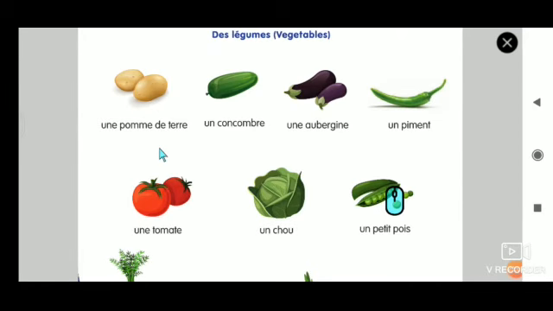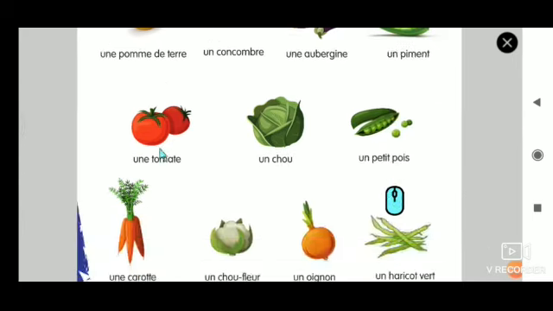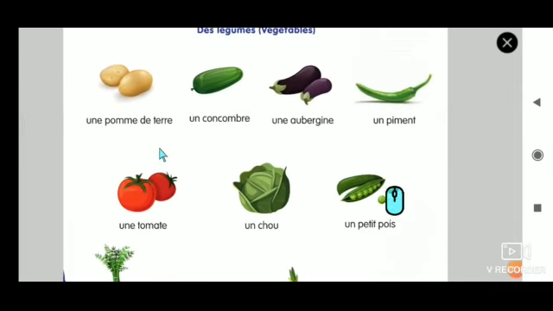So 4 fruits over. And vegetables, 5 vegetables which are in feminine. So other than that, everything is masculine.